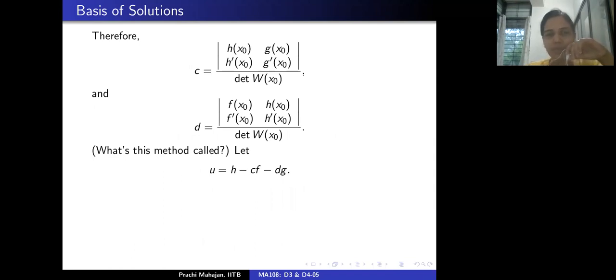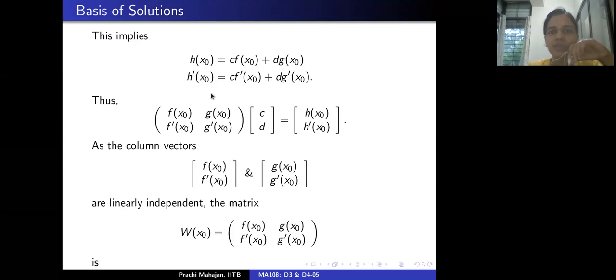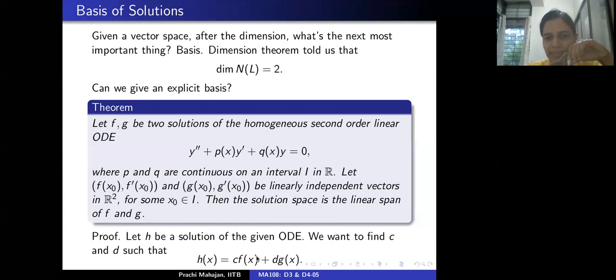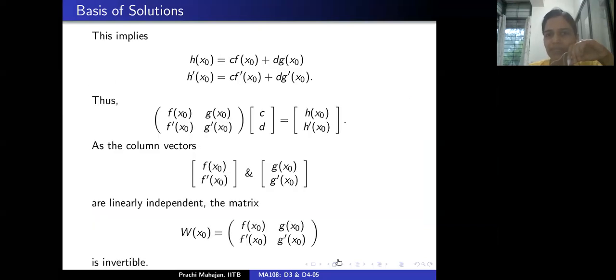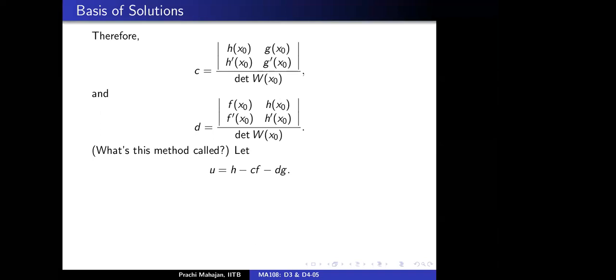Nevertheless, I would like to clarify that we are still not done. We have found certain C and D which satisfy the first two equations on this slide. What are we required to check? We are required to show that H must be C times F plus D times G throughout, for all values of X. So there is some work that needs to be done even now. Does everybody realize that we are still not done with the proof of the theorem?